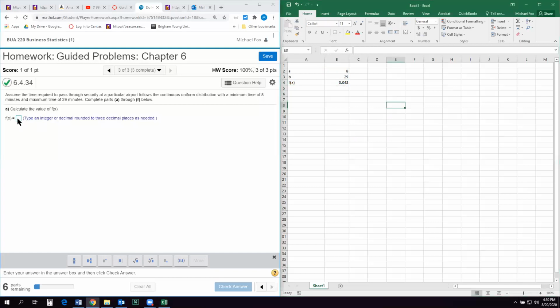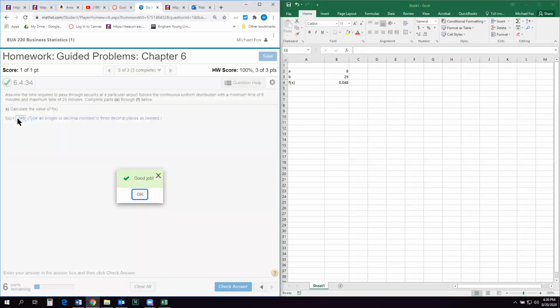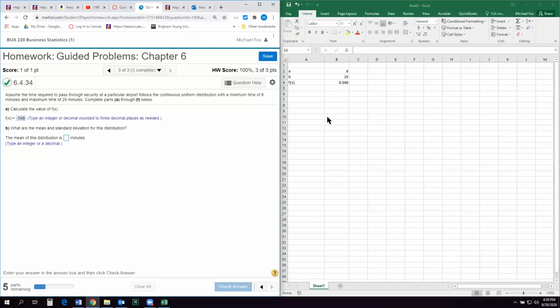So 0.048. The mean and standard deviation. Again, there's the formulas in your book. This is on page 276, and the mean is just A plus B divided by 2. What you're going to find is these are pretty easy math-wise the more you look at them.